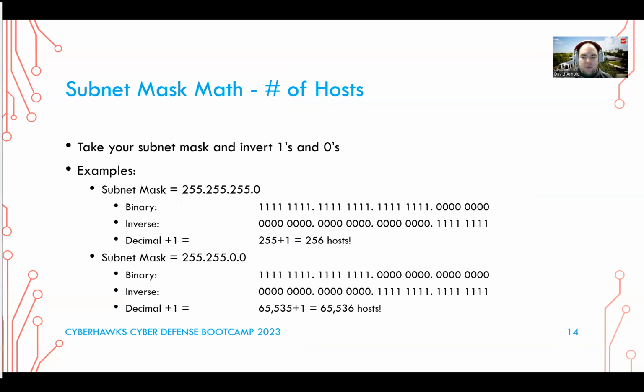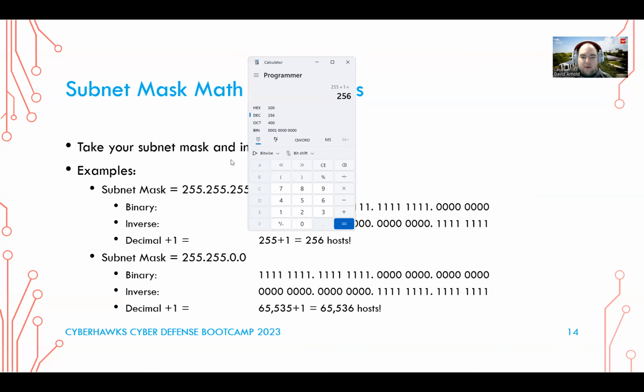We can do that with the second one here. There's 8 ones, so there's 16 ones here because we have a smaller mask. So in this case, if I go here, 1, 2, 3, 4, we have 65,535. I add 1, and then we get 65,536.